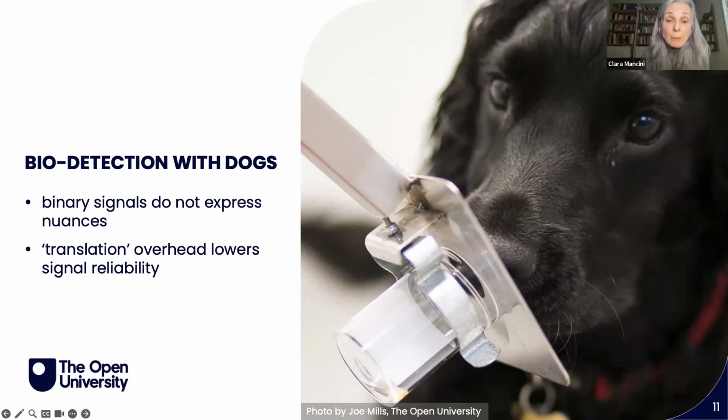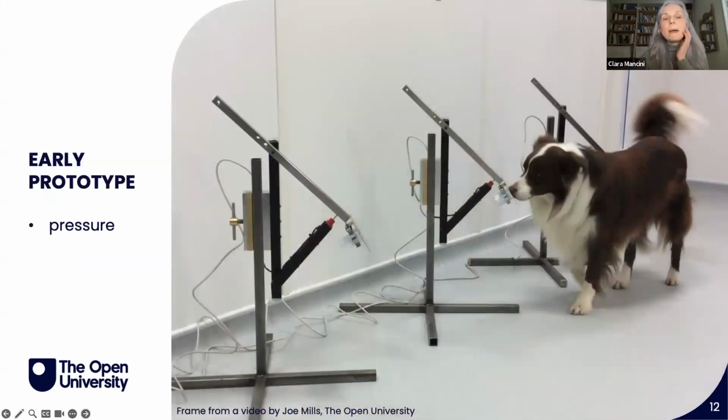Because these conventions are binary signals that do not express nuances, such as a compound's concentration levels, and because they impose a translation overhead on the dogs that lowers the signal's reliability. So with Medical Detection Dogs, the charity that pioneered biodetection with dogs, we wanted to find a way of accessing the dog's knowledge about the samples they sniff without them having to translate for us. We wanted to center the practice of biodetection on the dogs by shifting the translation burden onto the technology.